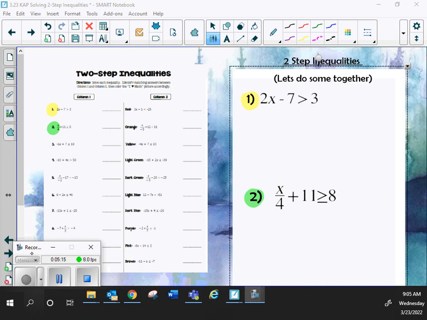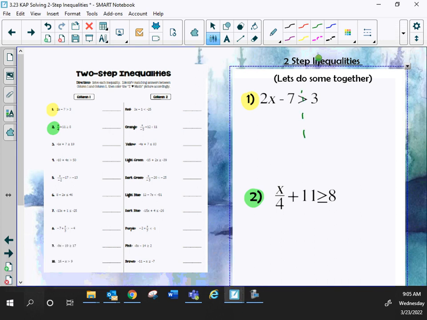So in number 1, what do we want to do first to both sides? Add the 7 to both sides. Very good. Okay, so just plus 7, plus 7. Carry the stuff down. Cancel things out. What are we going to be left with, class? 2x is greater than 10. Next step. On both sides, I need to divide by 2.